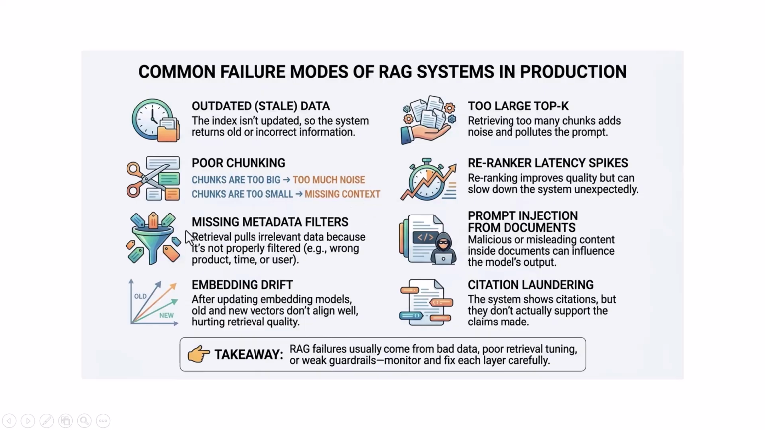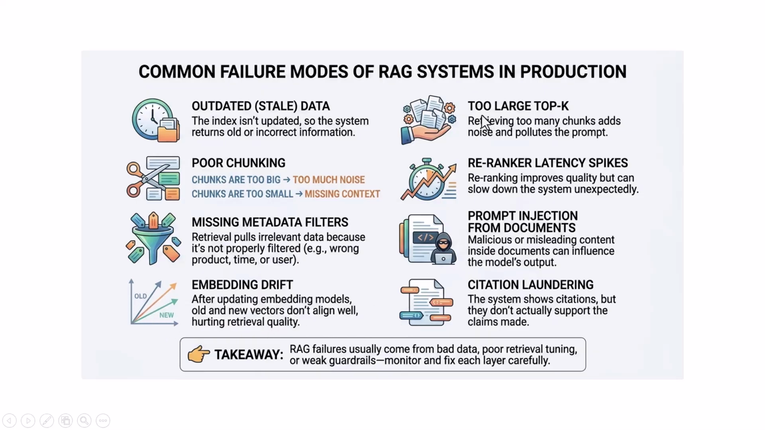And the next common failure is missing metadata filters. That is, retrieval pulls irrelevant data because it's not properly filtered. For example, the wrong product, time, or user, etc. And the other common failure is embedding drift. That is, after updating embedding models, old and new vectors don't align well, which can hurt retrieval quality.